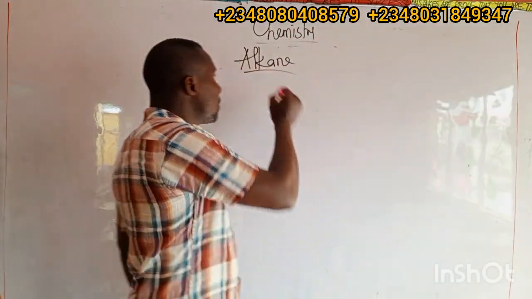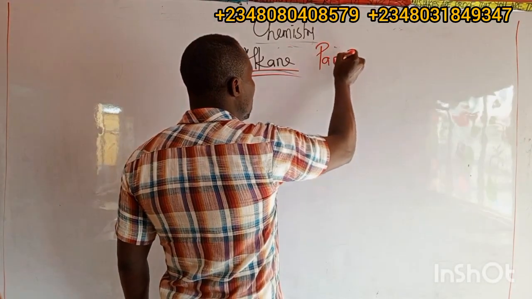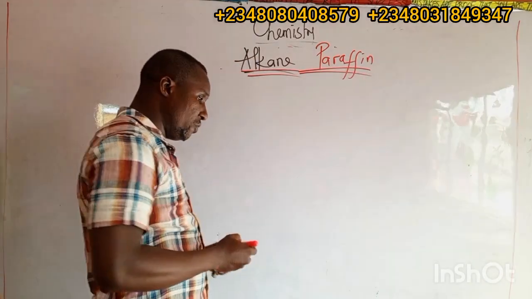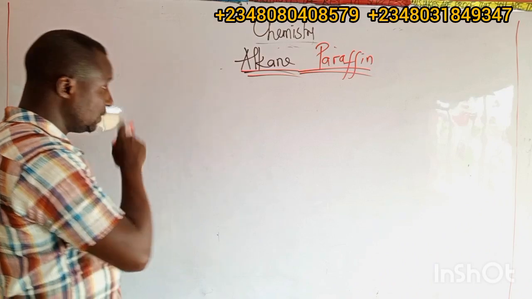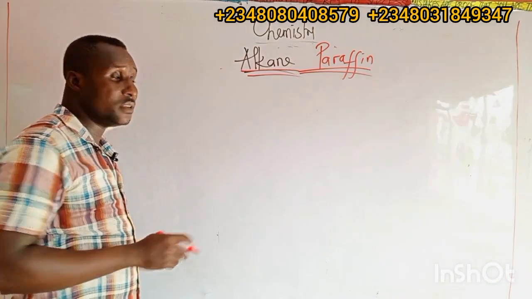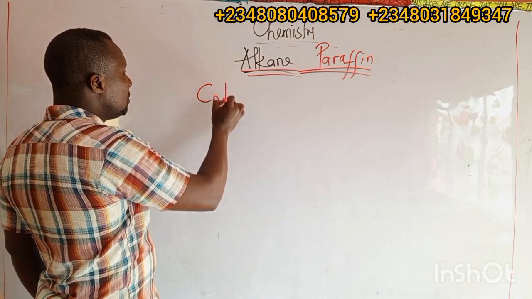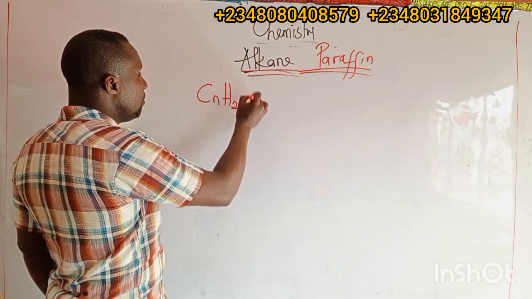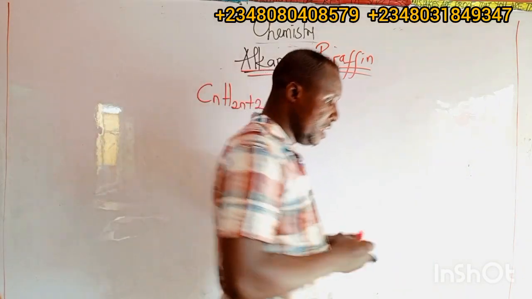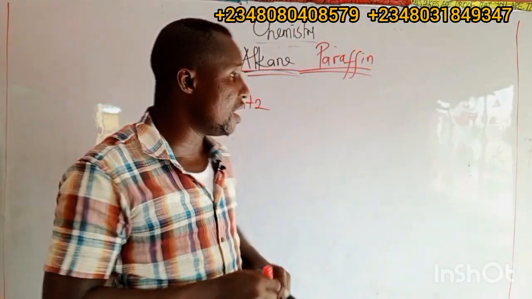Let us start. Alkane. I told you alkane is also known as paraffin. This homologous series has a general formula that is known as CnH2n plus 2. This is the general formula of alkane, CnH2n plus 2.